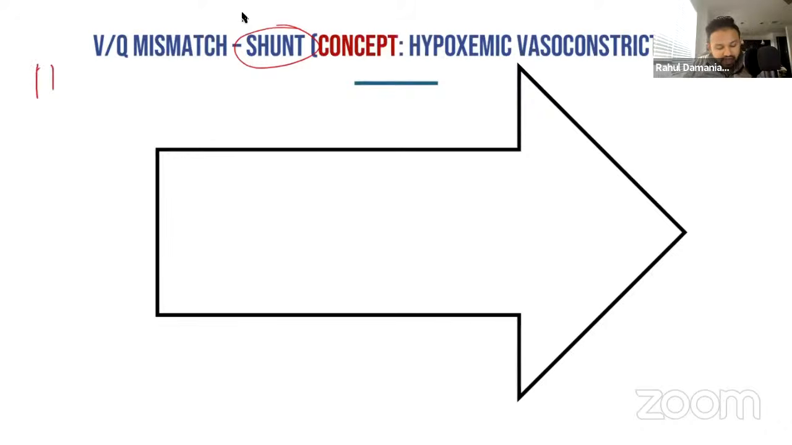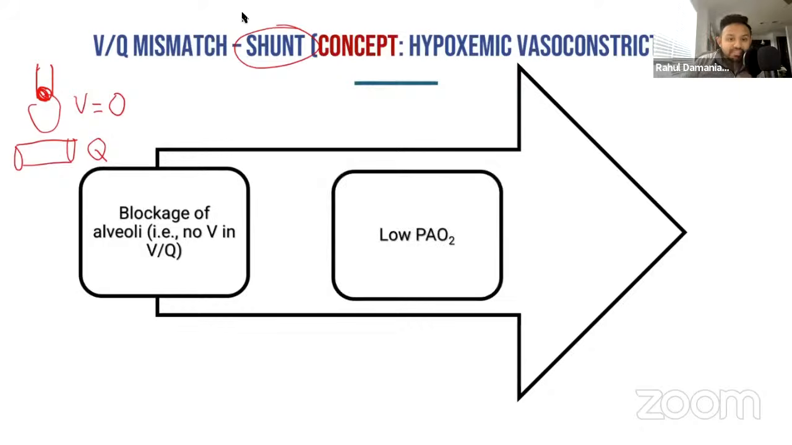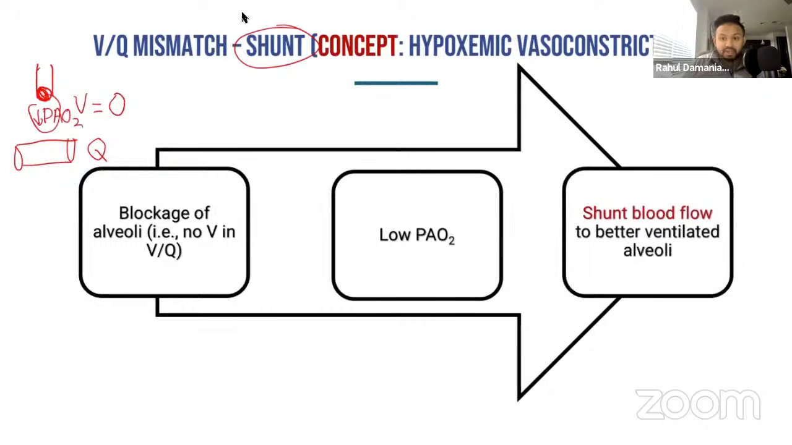Remember, a shunt is going to be where your alveoli are plugged up, your V is equal to 0, but your perfusion is still there. So when you have a blockage of the alveoli, you have no V in the V to Q ratio, and thus you are going to have a low PAO2. So right here, your PAO2 is going to be low. And subsequently, what you are going to notice is that the capillary, which is going to be right here that I'm going to highlight in yellow, is going to shunt the blood flow to better ventilated alveoli.